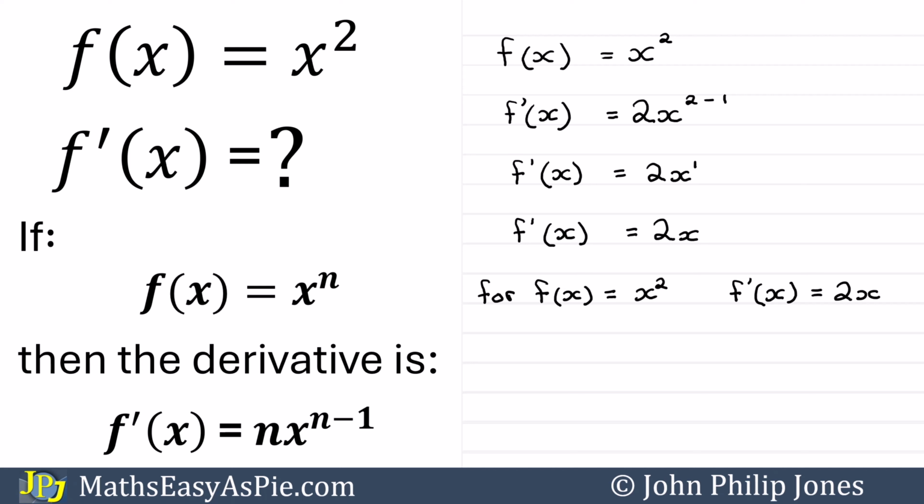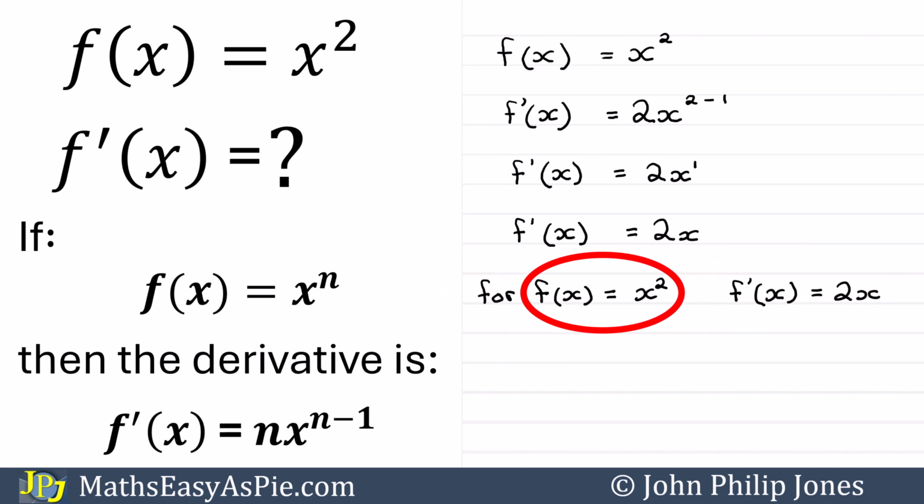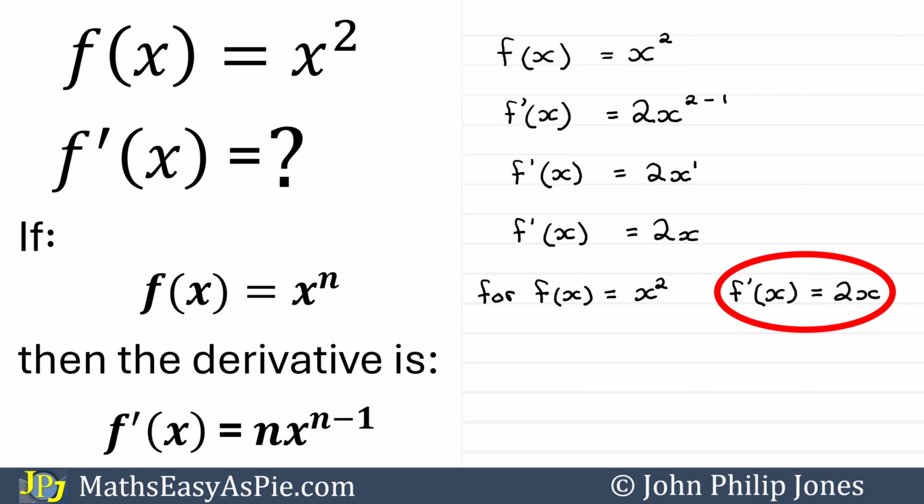So in summary, we can see we've brought this 2 to this position. From the power, you can see we then subtracted 1. And of course, 2 minus 1 is 1. And x to the power 1 is the same as x. So we ended up with this here. For f of x equals x squared, f prime of x, which is the first derivative, equals 2x.